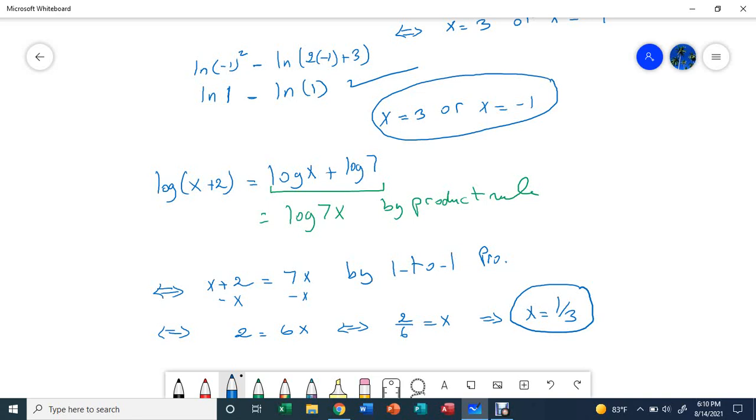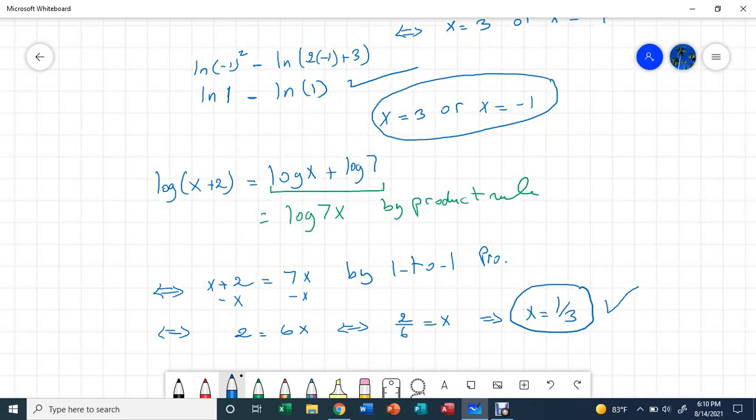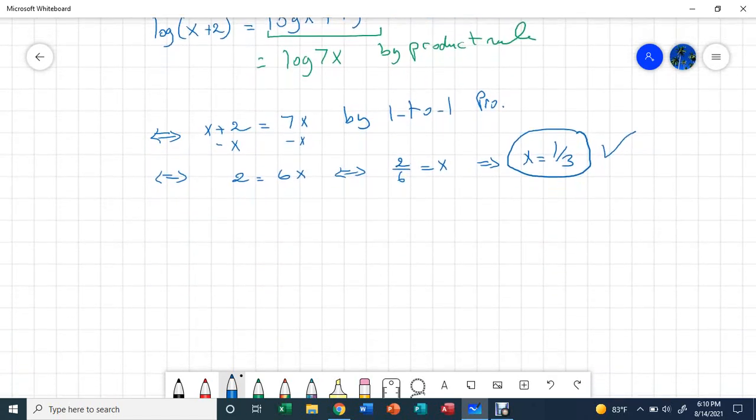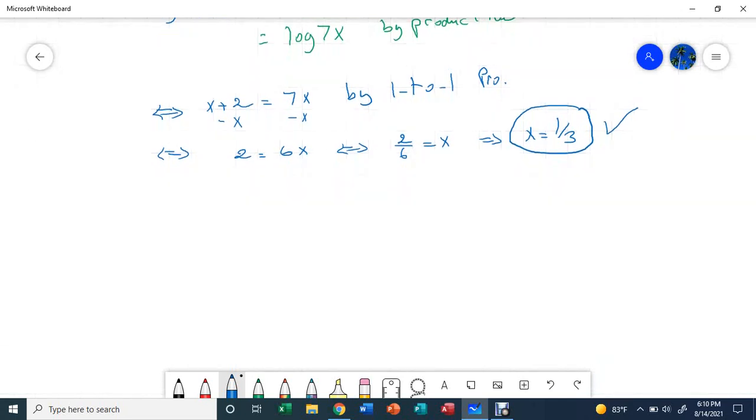So this is my solution, but you should always go back to your original equation and check to see if your solution belongs to the domain of log. So let's do the last example here, using the quotient rule this time.